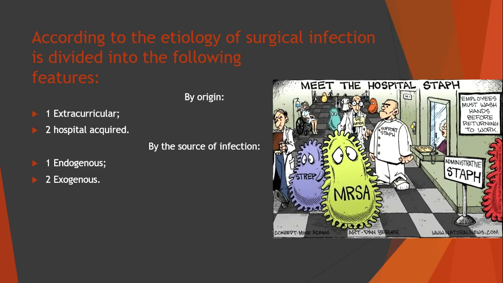According to the etiology, surgical infection is divided into the following types: community-acquired, extracurricular, and hospital-acquired. Hospital-acquired, or nosocomial, and extramural means people get this infection not in the hospital. By source of infection, endogenous means the infection is contained in the body already before we see some serious signs, and exogenous. Exogenous infection means infection gotten by the patient from the external environment or during the surgery.